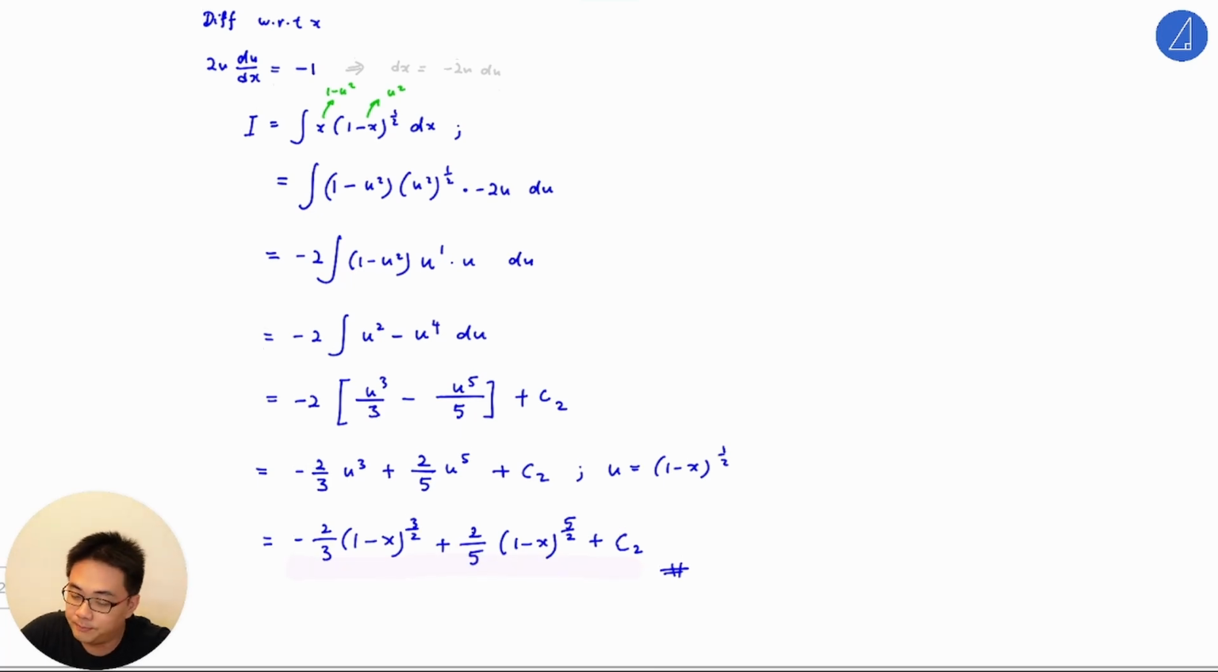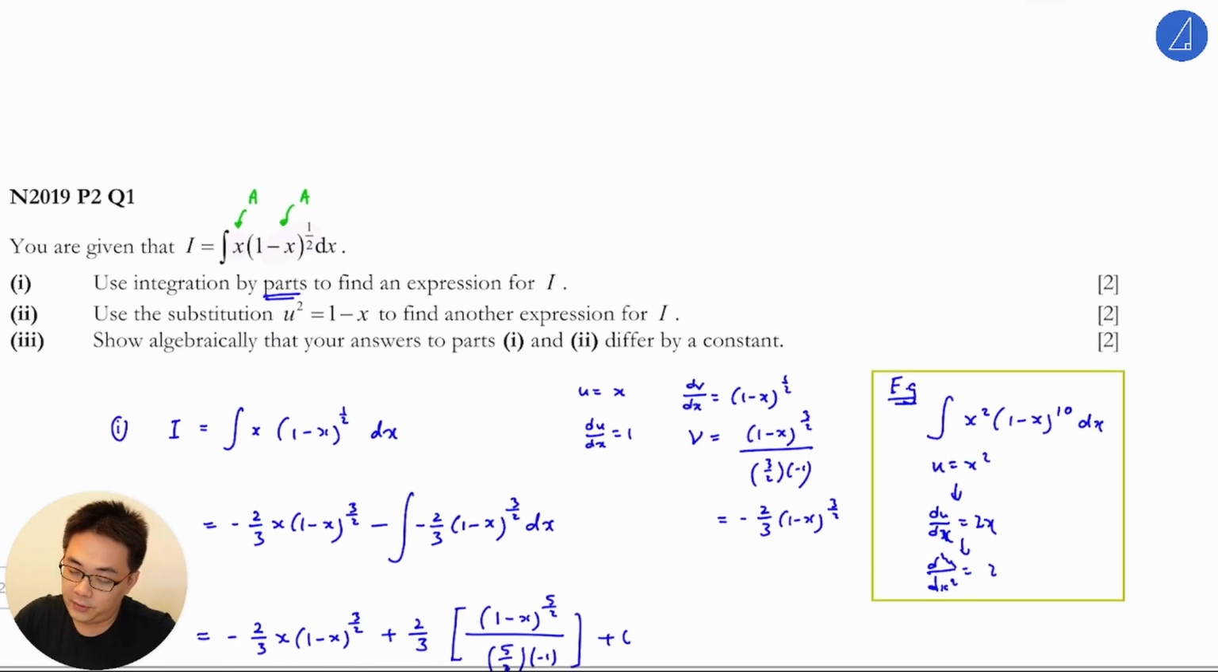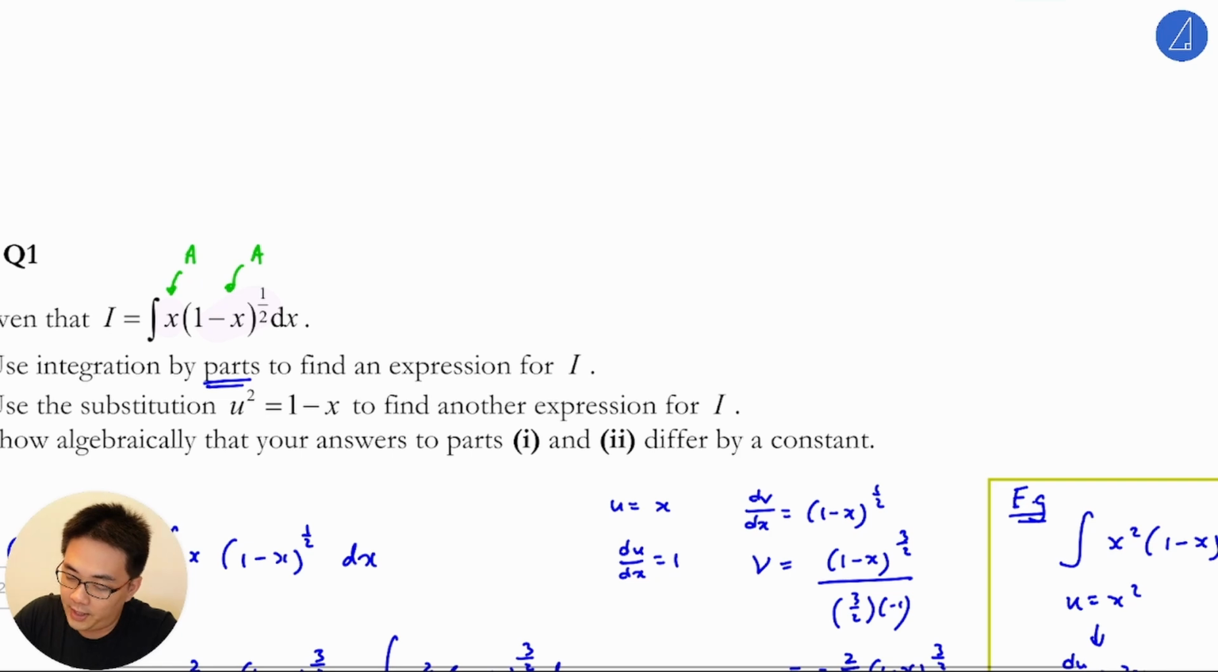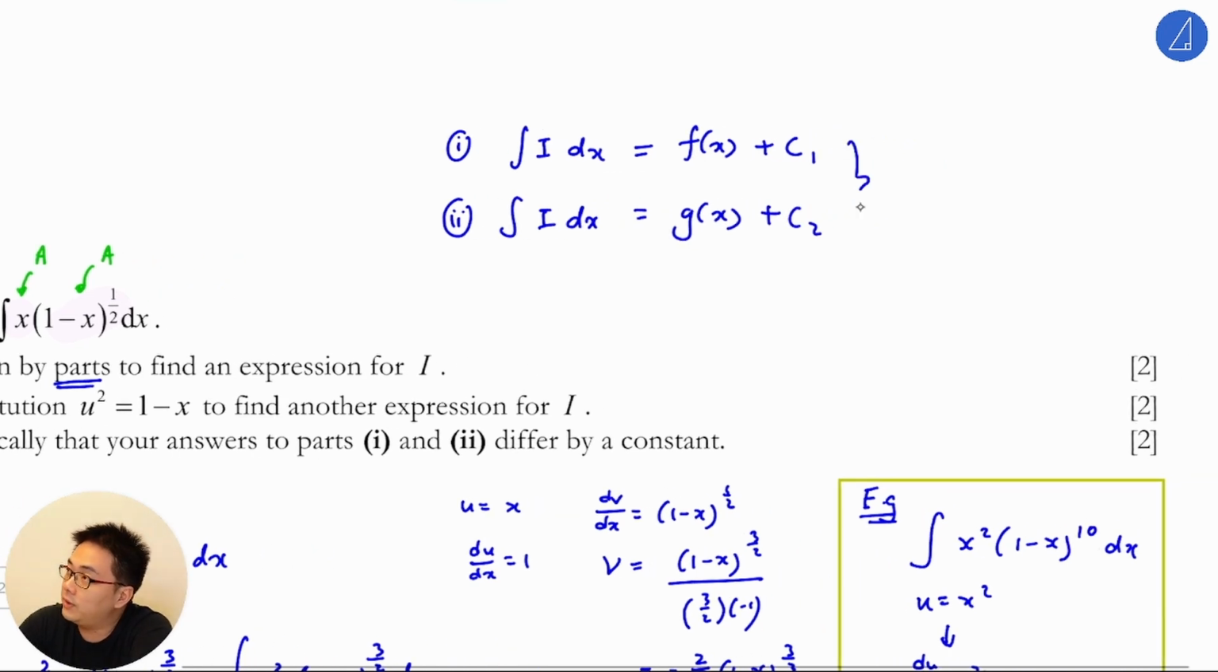Okay, they look different now, but are they equivalent? You expect them to be equivalent. For example, say you integrate part 1 and get a function of x plus c1. Then in part 2, for the same integral I, you get another function, call it g(x), plus c2. Now, you expect them to be equivalent, right?